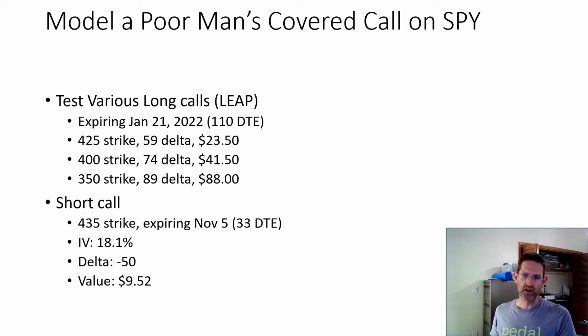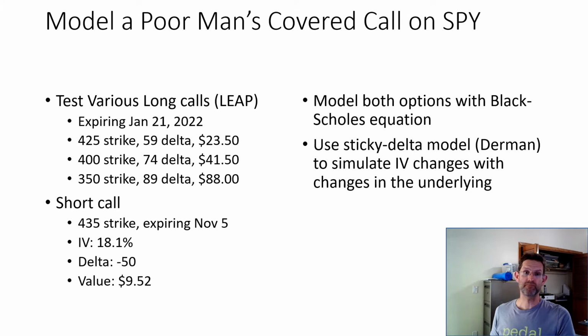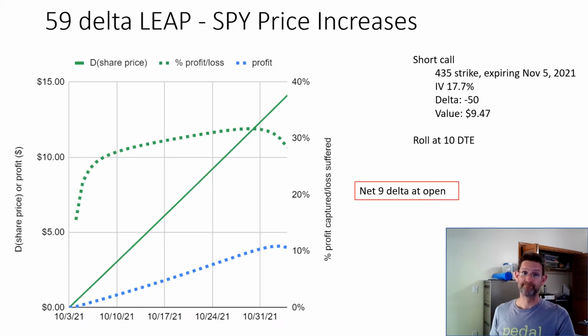Anyway, the short call in all cases is going to be a 435 strike with 33 days to expiration and a delta of -50, so it's at the money. I modeled both options using my Black-Scholes spreadsheet, and I use a sticky delta model to estimate IV as time evolves and the underlying changes in price. So I'll show these graphs repeatedly, and so let me explain the curves.